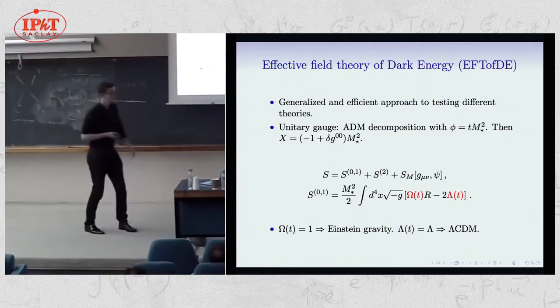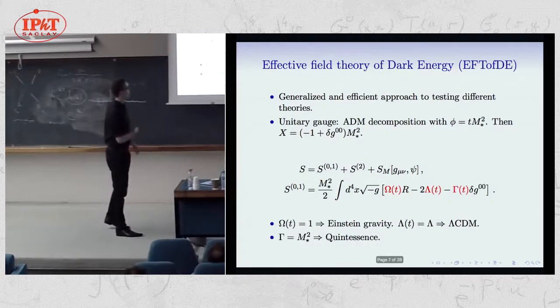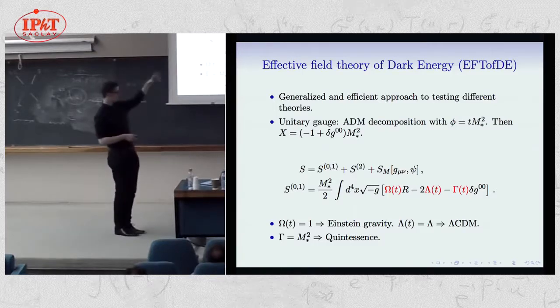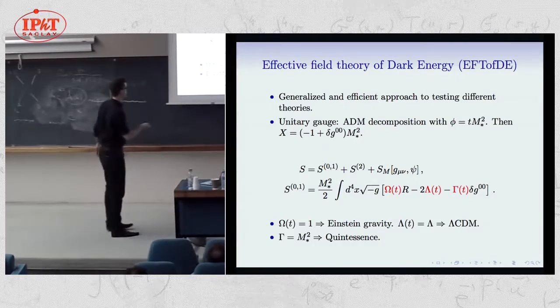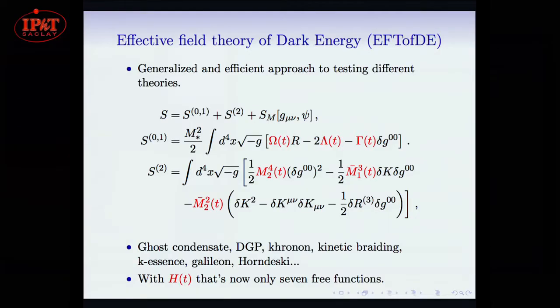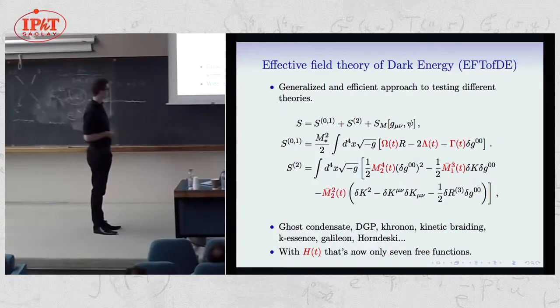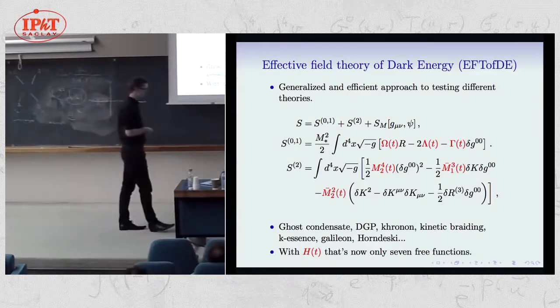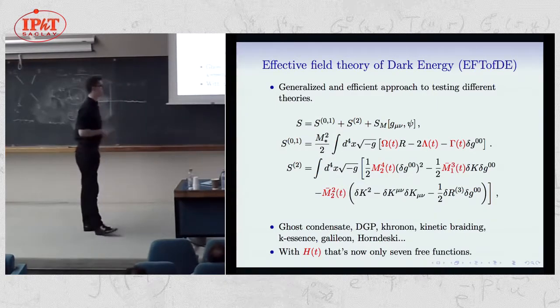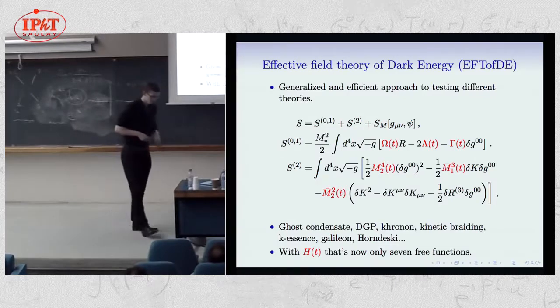You can add another function of time, lambda of t. If that is constant, you get lambda CDM. And you can build it up, some function of delta G naught, write down everything you can possibly write down consistent with the symmetries of your theory. If this gamma here is m star squared, that would be a quintessence model. And you can go up to second order. So with omega, lambda, gamma, these 3, and h of t, you have essentially 7 free functions that can describe Horndeski theory at the level of the background and linear perturbations. You have 2 background equations, which reduces the number of free functions to 5.